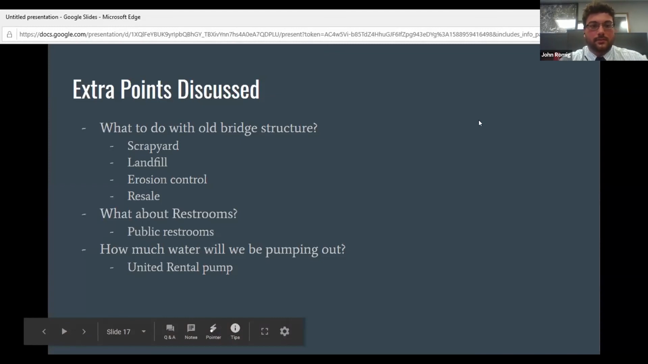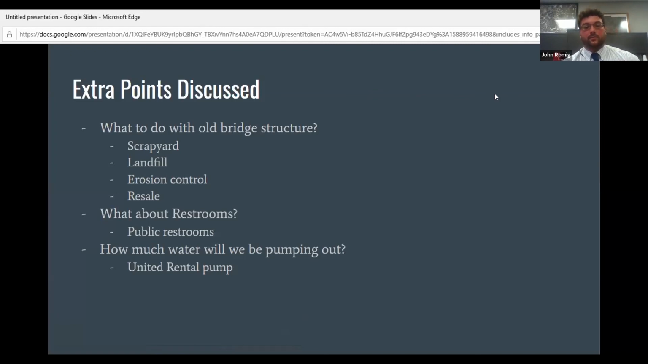So then the next thing, some extra points that we discussed was, what do we do with the old bridge structure? We located a scrapyard about 10 miles away where we could haul off the metal. We have a landfill, Magnolia Landfill, about 15 miles on the east side of Monroe, where we could haul off the creosote beams that are there now, that they put in afterward to help restabilize the strength of the bridge because it's at its end of life. We could bring those there because you can't really do anything with them.